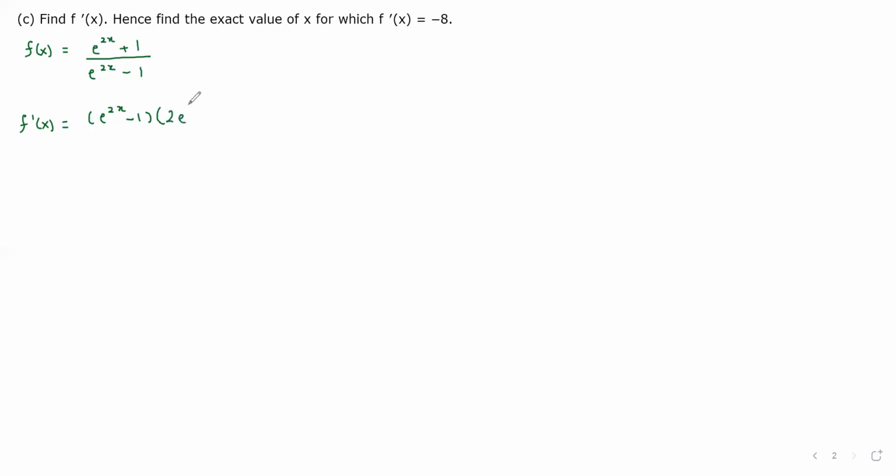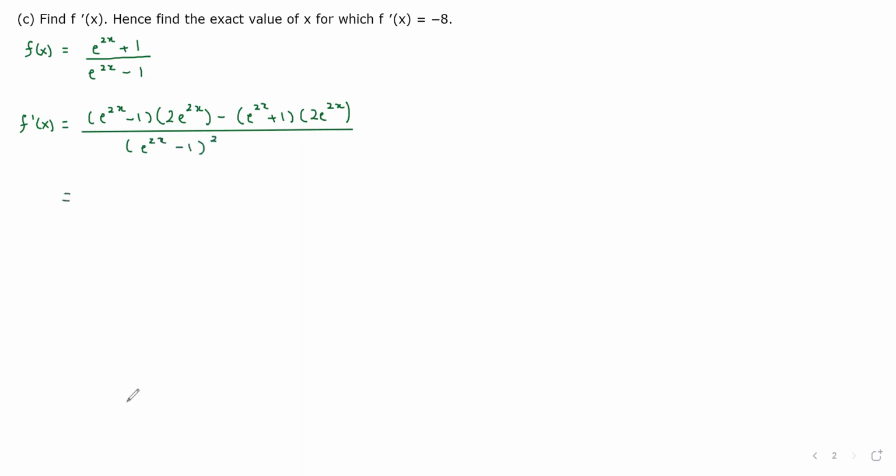So this is 2e to the 2x minus, now we hold the numerator, so we have e to the 2x plus 1. Differentiate the denominator, that is 2e to the 2x. And this is all over the square of the denominator.